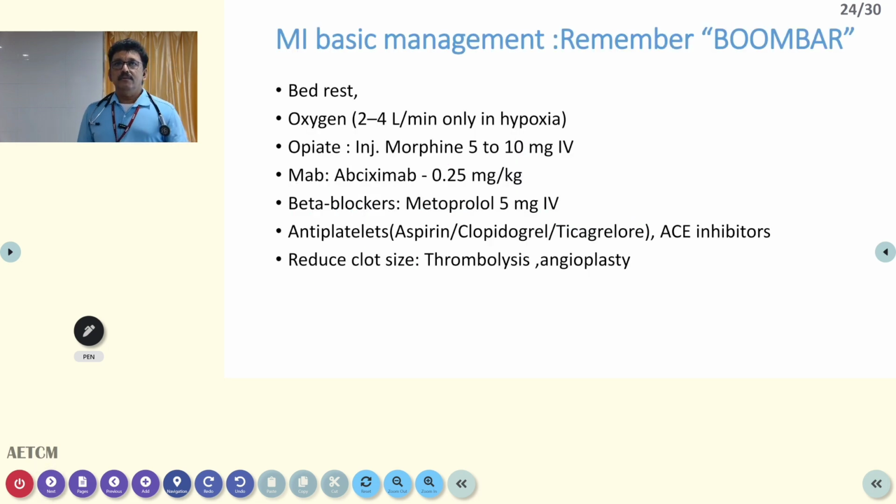Now, basically, you may have to remember some important points in myocardial infarction. Bed rest should be given. Oxygen should be started if hypoxemia. Opiates can be given. Abciximab can be given in some patients, but nowadays we don't use abciximab routinely. We go for other antiplatelets like aspirin, ticagrelor. Now, metoclopramide should be given, beta blockers should be given. You have to give ACE inhibitors to prevent ventricular remodeling, and thrombolysis can be used to reduce the clot size. So, remember it as BOMBER.